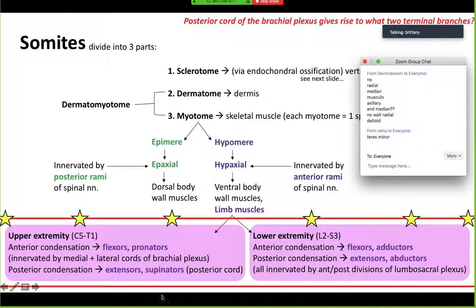Okay, so I highly recommend spending like 20 minutes doing a quick review of the brachial plexus. You don't need to know it super detailed, but just the main points, get that back in your head. Okay, and then the lower extremity, the anterior condensation, gives rise to flexors and adductors. And then the posterior condensation is going to give rise to your extensors and abductors. All right, so everything in this red box is very important for you to know.